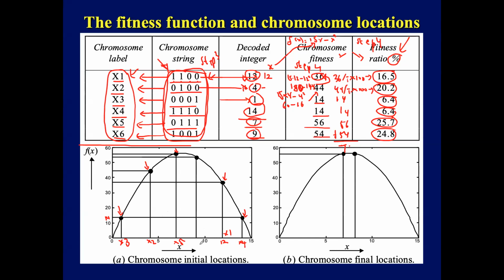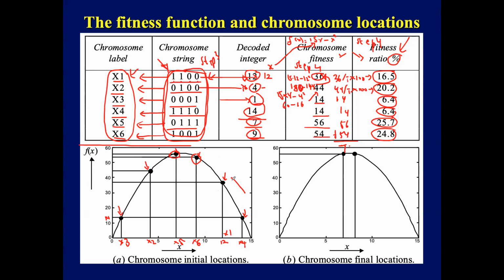And then X6 is 9. This is X6. This will be the point at which it will be. So clearly you see that X5 and X6 are at higher points on that function, representing their relatively high level of fitness.